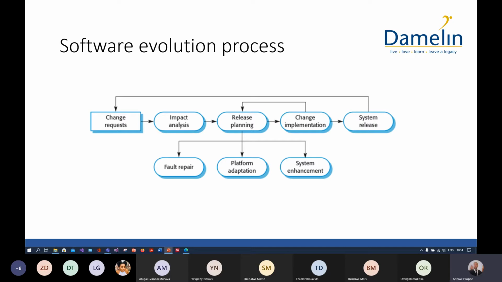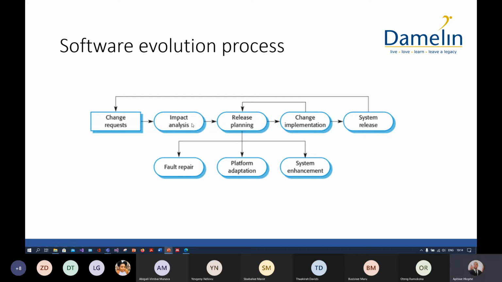If you can see here in this slide, this is the software evolution process, and it is an iterative process because for every change request that comes in, we'll follow the same process until there are no longer any changes in the pipeline. So a change request comes in, and then you need to do an impact analysis of whether this is a positive change or negative change, and you look at the cost and the risk ratio.